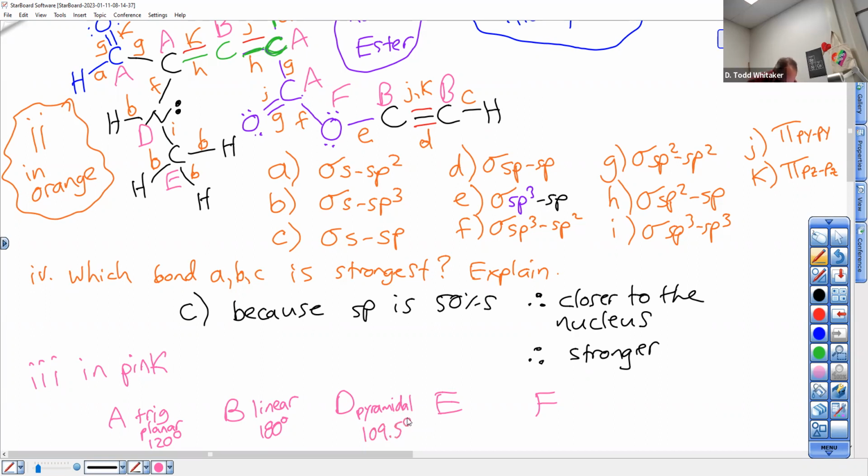E is also sp3, but all 4 positions have atoms on them. What do you call that? Tetrahedral. 109.5. And F is also 109.5 because 2 sigma, 2 lone pair. That's sp3. But what do you call it when 2 of the lone pairs are pushing the 2 atoms away? Bent.